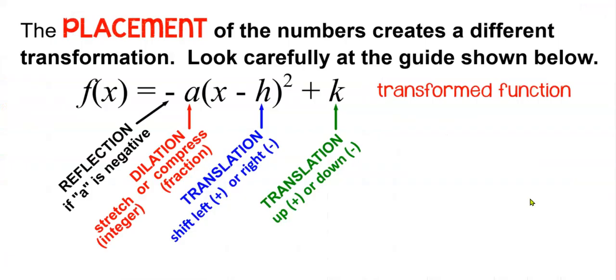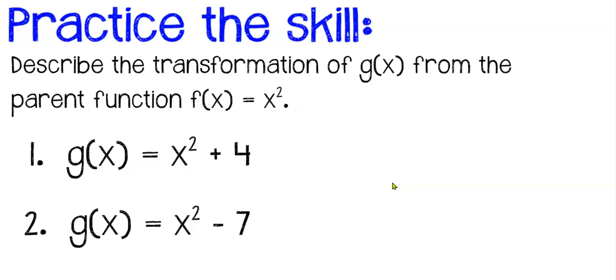Let's review what we just saw on the graph. The placement of the numbers creates a different transformation. So any function, no matter what its grouping symbols, whether it's a square grouping symbol or absolute value bars or even a square root sign, the placement of these three numbers, a, h, and k, all do something different. If a happens to be negative, that is something different as well. Let's take a look at a few examples. Pause the video and try writing the description of the transformation that occurred in these two functions.